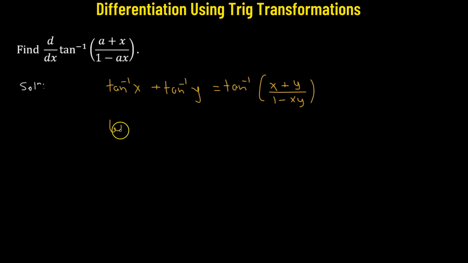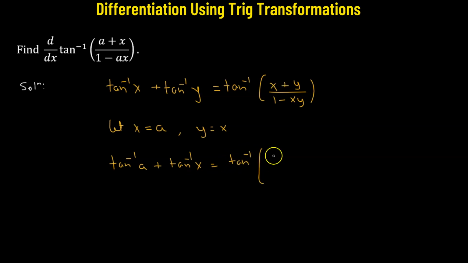Now what we'll do, let's say x is equal to a and y is equal to x. So here we're only going to substitute x with a and y with x. Then in our case, we have tangent inverse of a added to tangent inverse of x, which means it will be equal to tangent inverse of, so in place of x, we have a, plus in place of y, we have x, divided by 1 minus x times y, which is simply a times x. So that means we have exactly obtained our original function.